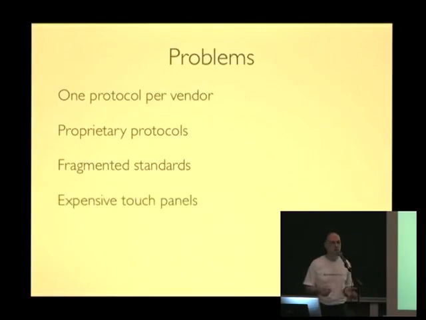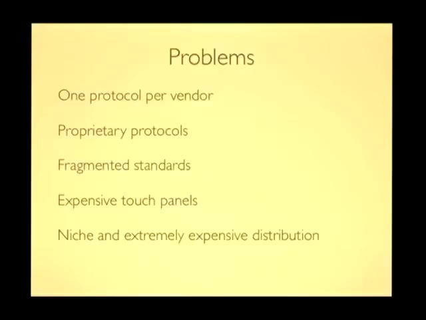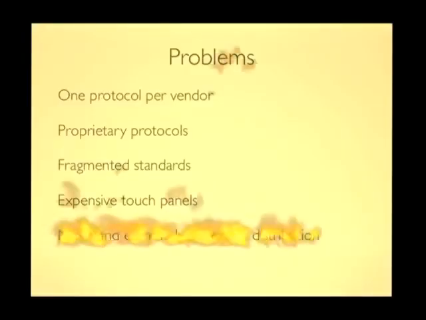Quickly on the cost, the hardware used for home automation is pretty expensive. For instance, if you look at the touch panels that you can embed in the walls, they go for a few thousand euros. That is for specialized material. And the distribution is also pretty high-end, so expensive, and again, difficult to find. We want to get rid of that.